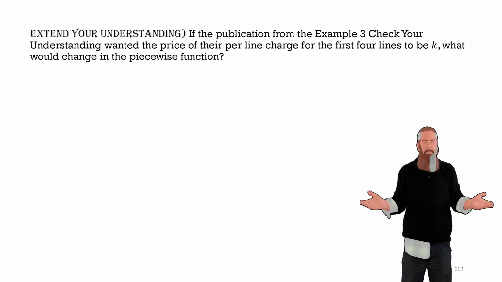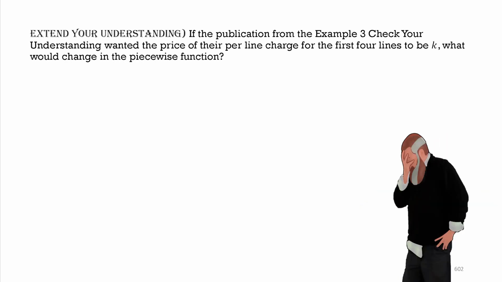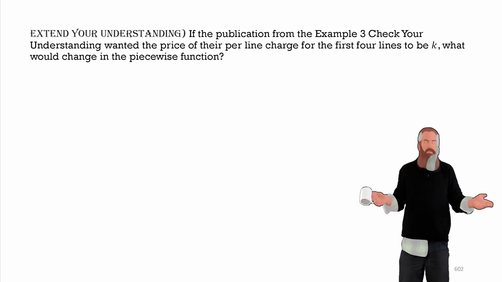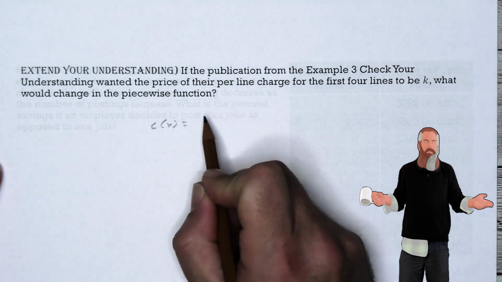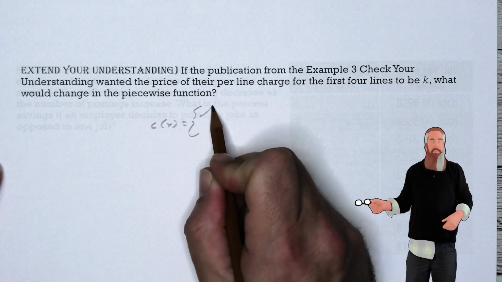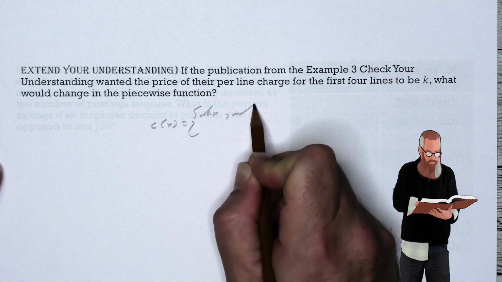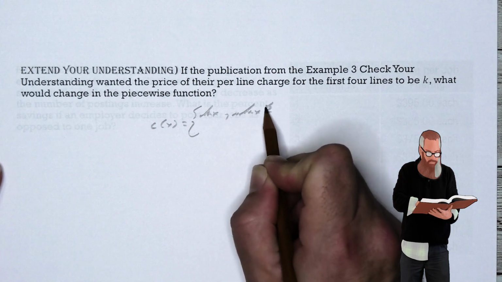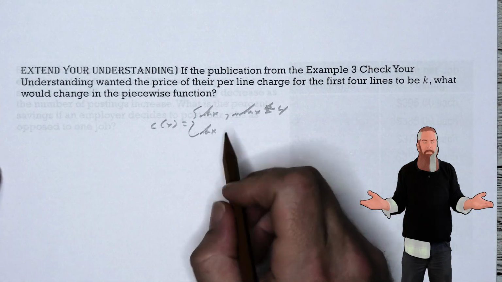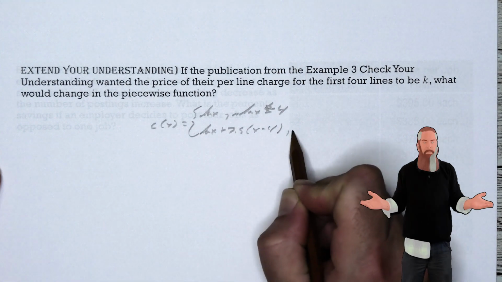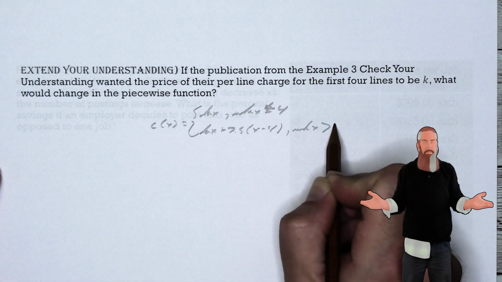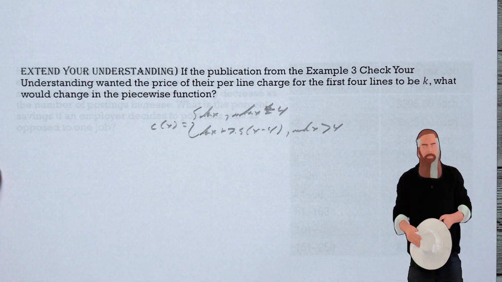Now, let's extend our understanding a little further. If the publication from example 3, Check Your Understanding, wanted the price of theirs to be a per line charge for the first 4 lines to be K, what would change in the piecewise function? Well, most of it would remain the same, except 13 was the number that was used for dollars, but now we have K times X, and this is when X is less than or equal to 4, but it would be that same K times X plus 7.5 times X minus 4 when X is greater than 4. So the only thing is, instead of 13, we would place a K.